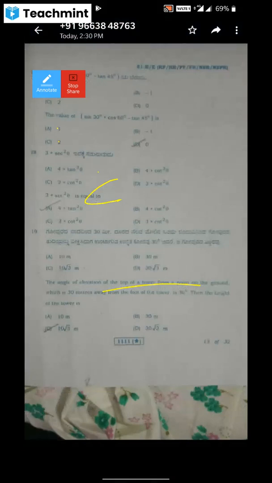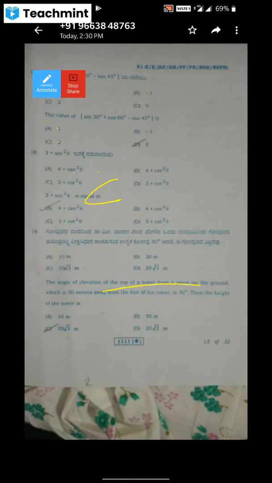So next is 18. So 3 plus secant square theta is written as 3 plus 1 plus tan square theta. Already 3 is there. For 3, if you add 1 more, it becomes 4 plus tan square theta. So option A is the right answer.